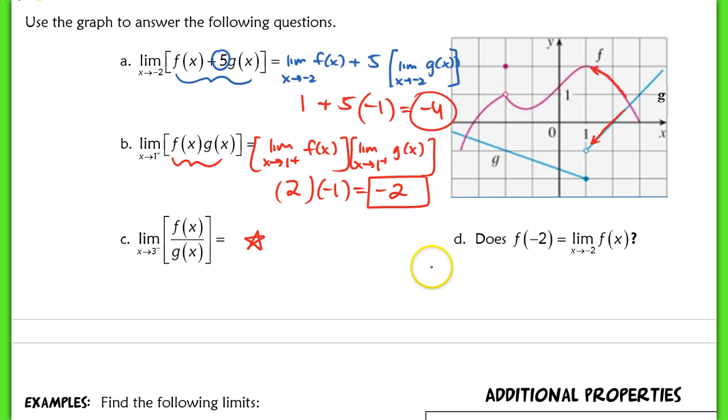Let's work on D. D asks, does f of negative 2 equal the limit as x approaches negative 2 of f of x? So let's first evaluate each of those. f of negative 2 is equal to 2. The limit though as x approaches negative 2 is actually 1. So no, they are not equal to one another. This is again just highlighting the point that it doesn't matter what happens when x equals a. All that you care about is what happens as x approaches some a value.